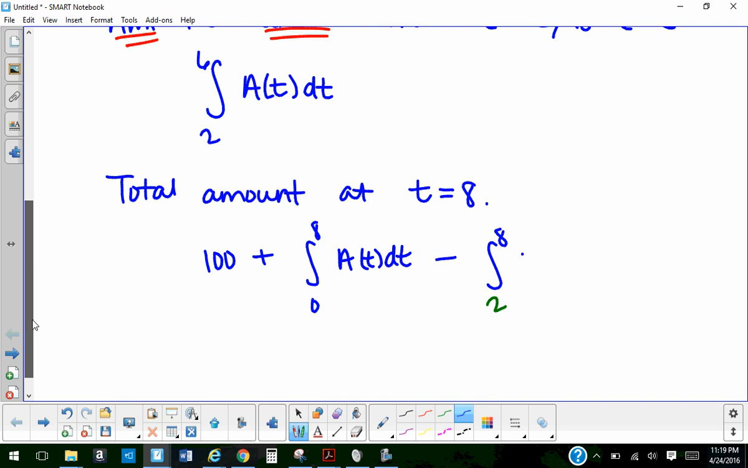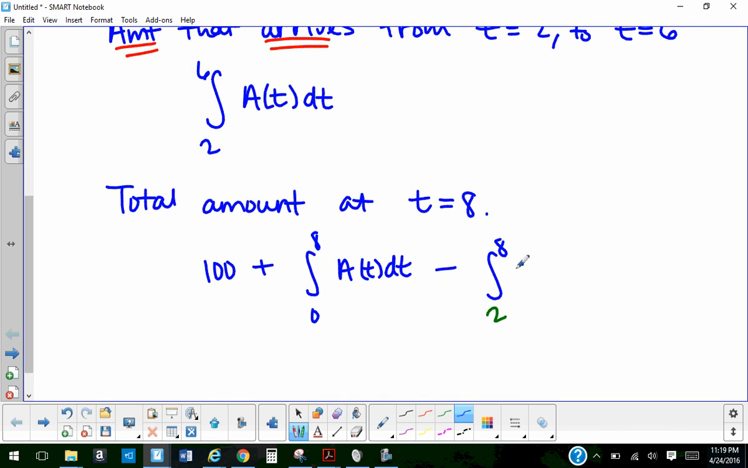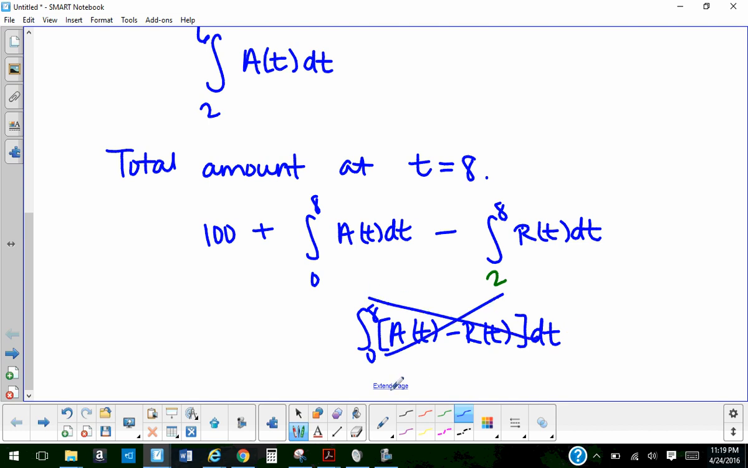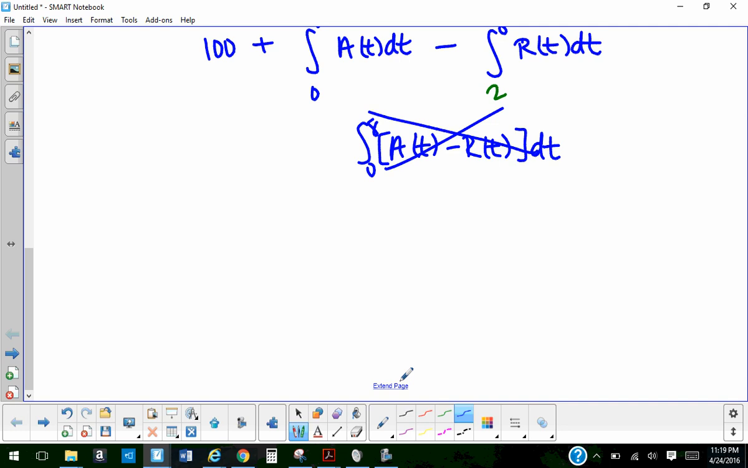And that was called, did we call it R for removal? Yeah. A lot of the questions you see, it will be removed the whole time. And so then in that case you could do an integral from 0 to 8 of a of t minus r of t, all of it like that, dt. But we can't do that here because it wasn't removed beginning back at 0. It was only removed beginning at 2.